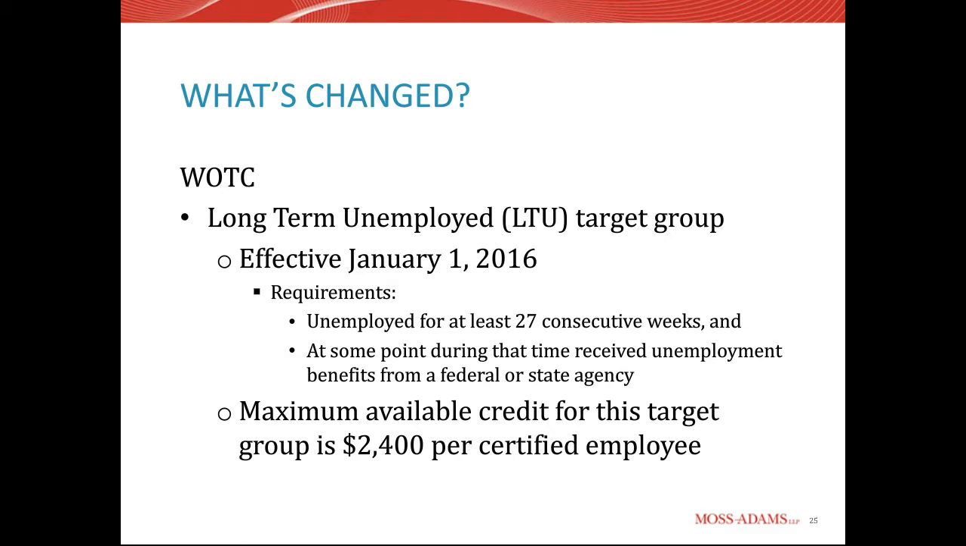So the new long-term unemployed target group became effective for new hires beginning January 1 of 2016. And for an employee to qualify, they must have been unemployed for at least 27 consecutive weeks, which is about 6.5 months, prior to employment, and then at some point during that period of time, they received unemployment benefits from either a federal or a state agency. Additionally, for this target group, the maximum available credit that can be calculated per certified employee, based on their gross hours and gross wages, is $2,400.